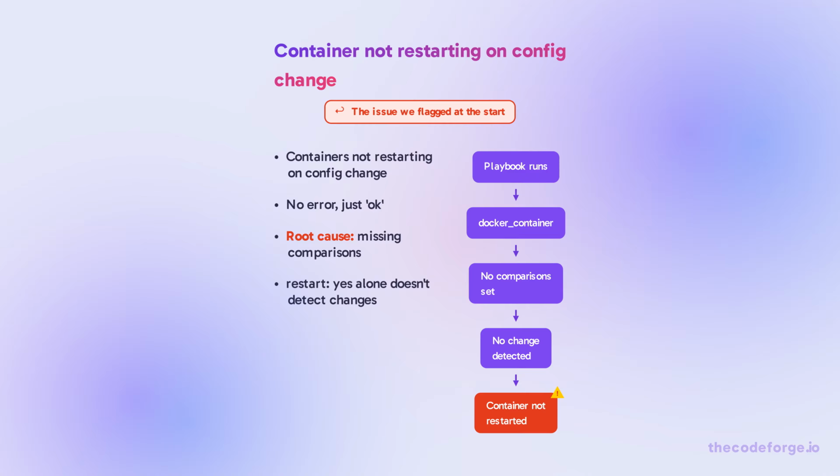This is the same issue we highlighted at the start. Here's exactly why that happened. The playbook used restart: yes, but didn't set comparisons. The module checked if the container existed and was running. It was, so it reported OK and skipped the restart. The configuration change was never detected.